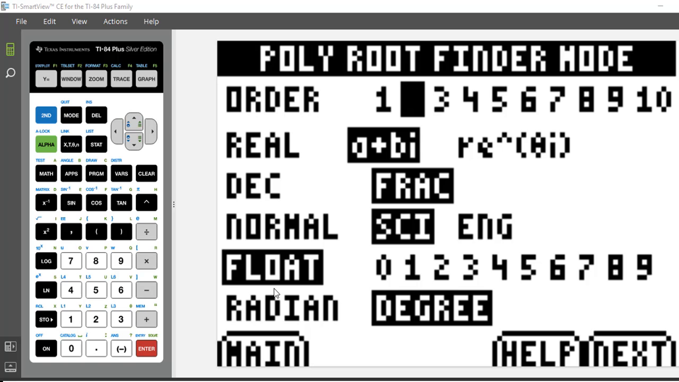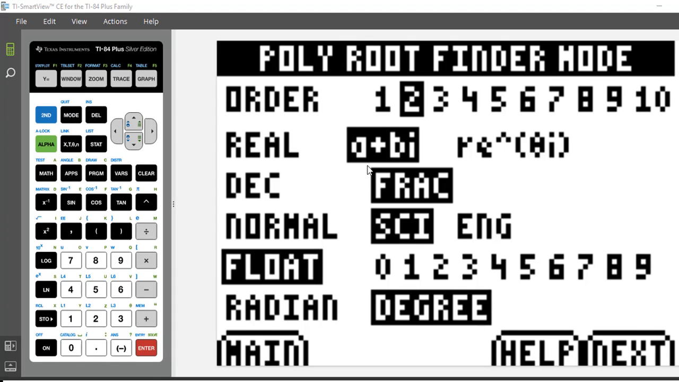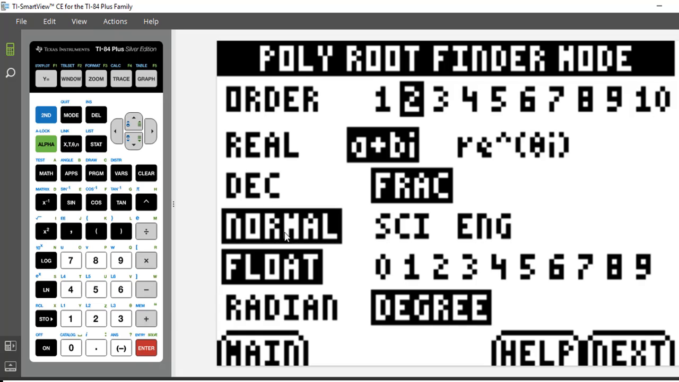Then the rest of this is about the form of your solutions. I normally put this one into the complex system because sometimes you need a complex number as your solution. And here's the one for decimal or fraction, it depends. If I want the accurate answer, maybe I need a fraction. So let's go to normal. And then let's go to next.